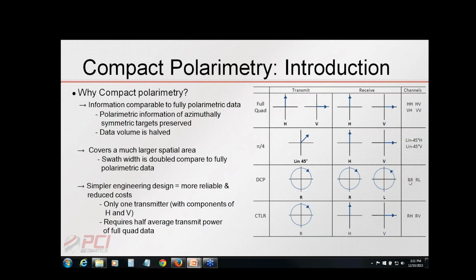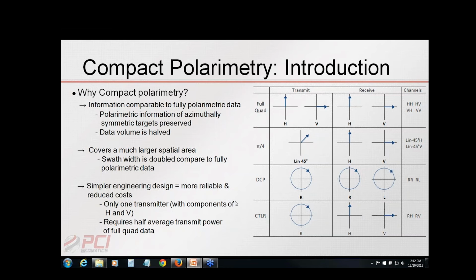Typically, a compact pole acquisition will be double the swath of a fully polarimetric acquisition. Why? Because since we have to send two signals, there is less time for the signal to reach the far range of your image and to come back. Since we have to double the pulse repetition frequency, we have less time to collect measurements. So this is why the swath is small for a full quad acquisition.